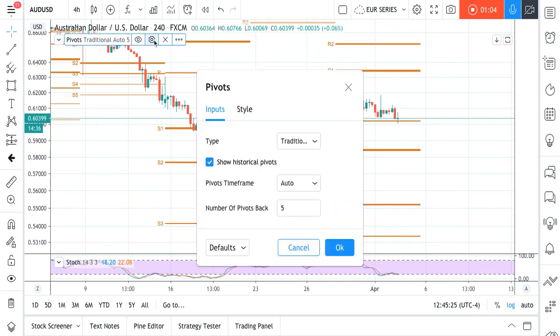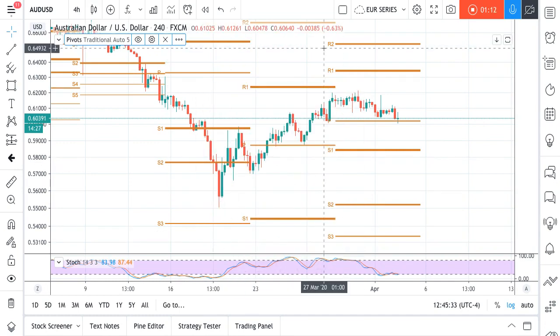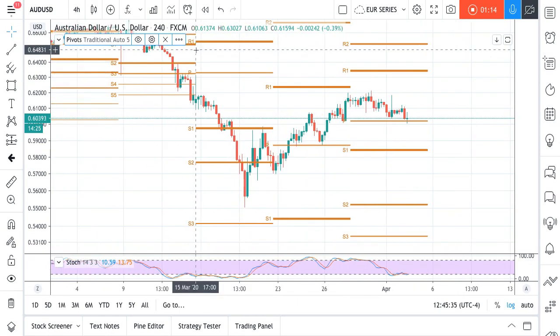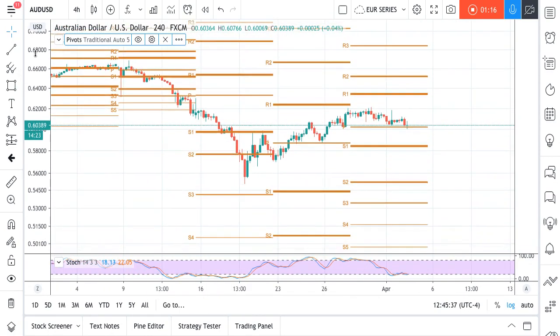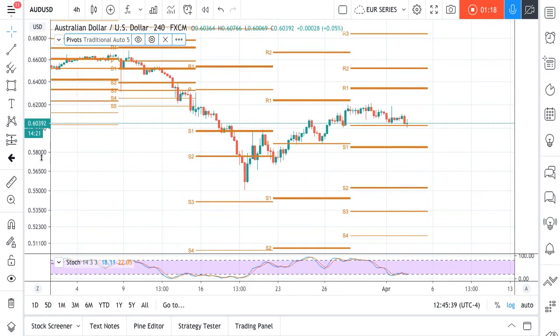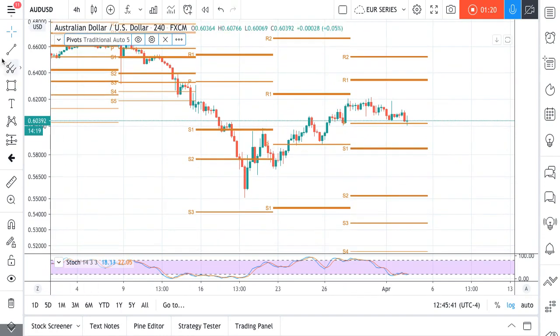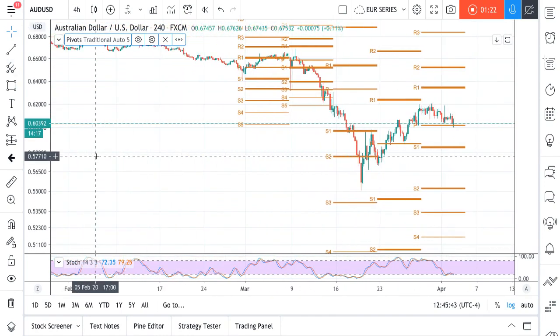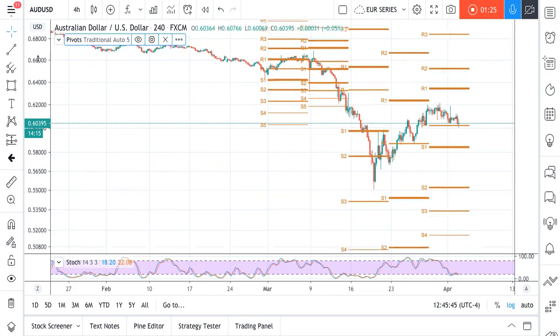Now when you come over here, you want to set the input number of pivots back. You just want to click 5. You want to go 5 pivots back. Okay. All right. So over here, first thing I want to do is I like to use the 4-hour chart as my anchor chart to kind of see. It's less noisy to see which way price is going.